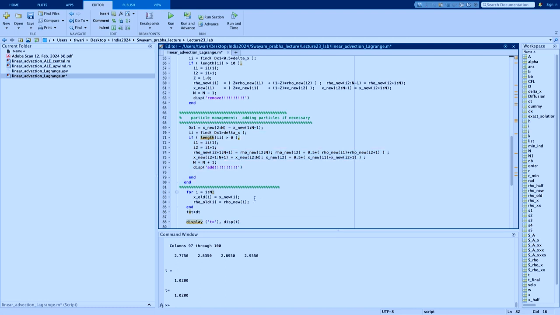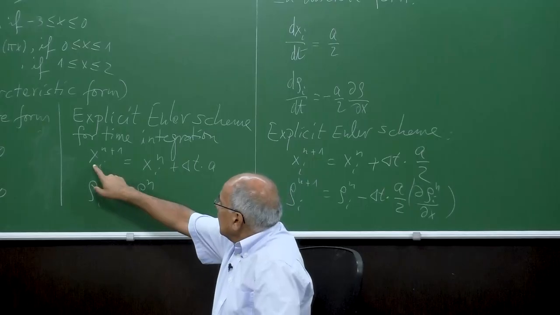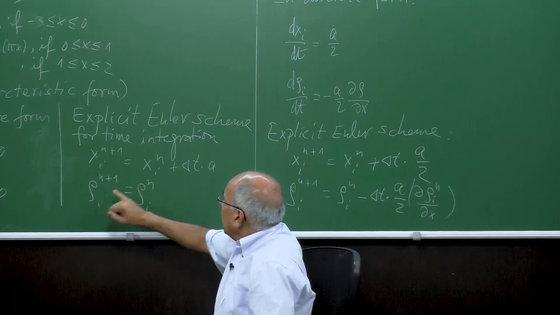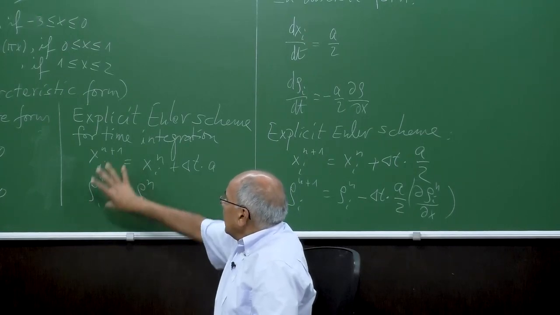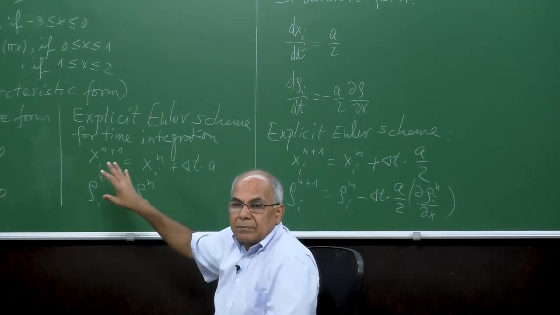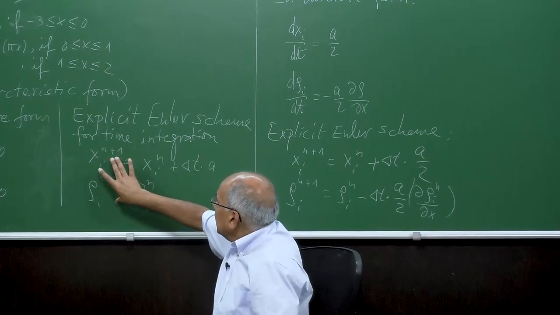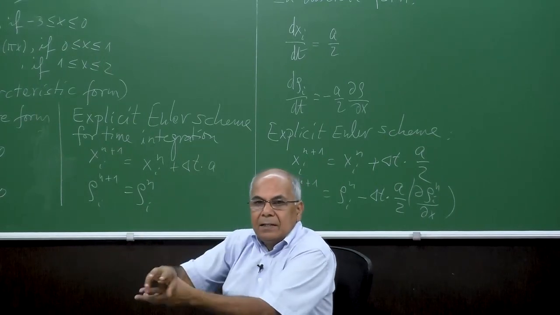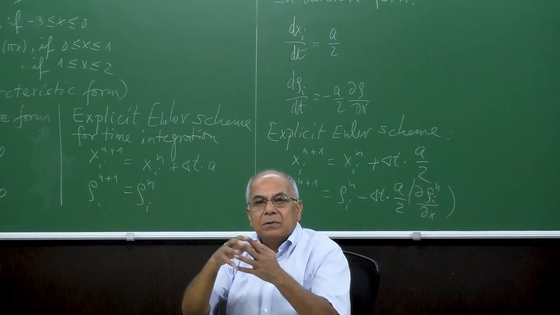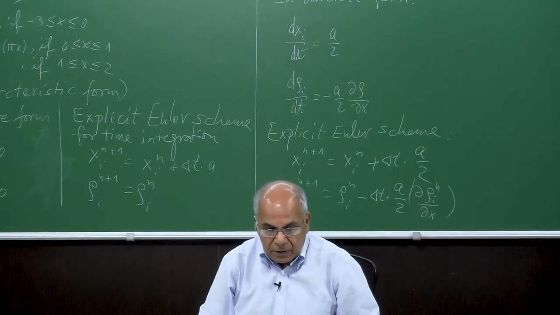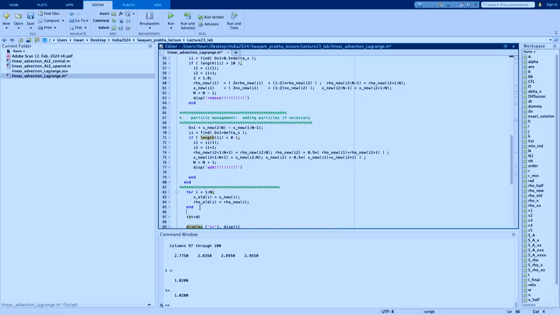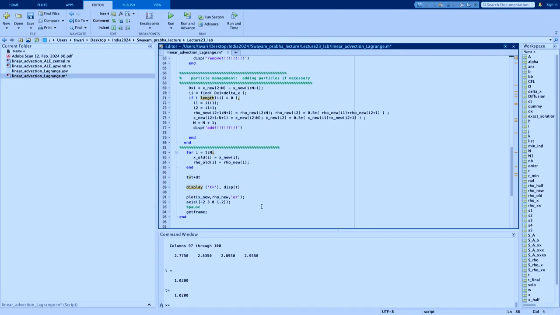And after that, I assign the old value as the new value. So once I compute the new value of x and rho, after the computation of the new value, I put back my old value equal to the new value. And then I do the incrementation of time, t is equal to t plus delta t. So my time loop is finished.